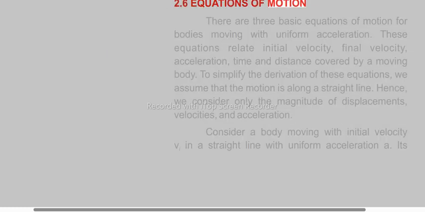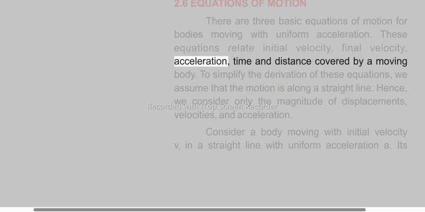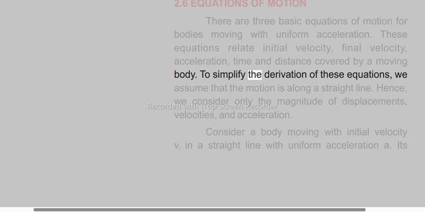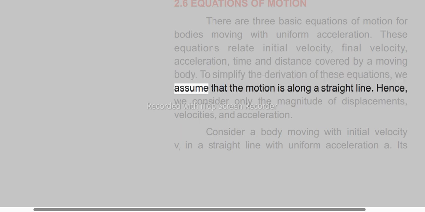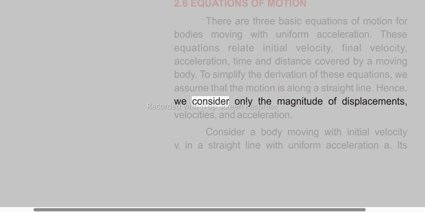2.6 Equations of motion. There are 3 basic equations of motion for bodies moving with uniform acceleration. These equations relate initial velocity, final velocity, acceleration, time, and distance covered by a moving body. To simplify the derivation of these equations, we assume that the motion is along a straight line. Hence, we consider only the magnitude of displacements, velocities, and acceleration.